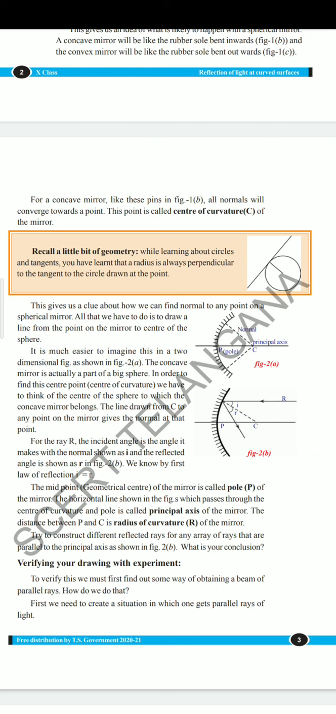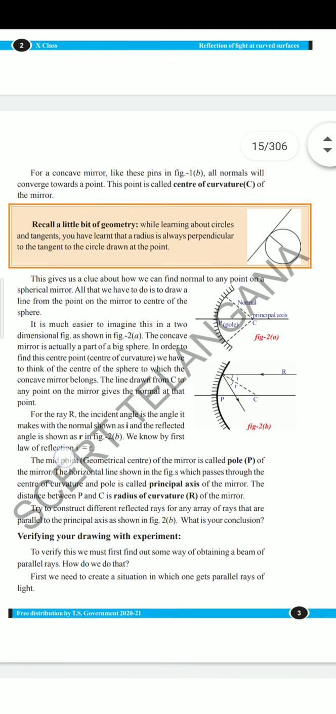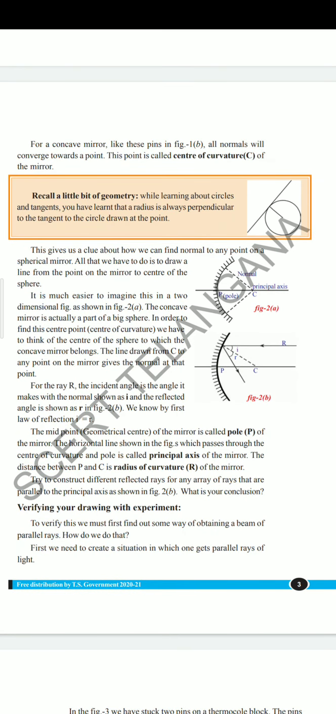Recall a little bit of geometry. While learning about circles and tangents, you have learned that a radius is always perpendicular to the tangent to the circle drawn at that point. This gives us a clue about how we can find the normal at any point on a spherical mirror. All that we have to do is to draw a line from the point on the mirror to the center of the sphere. It is much easier to imagine this in a two-dimensional figure as shown in figure 2a.